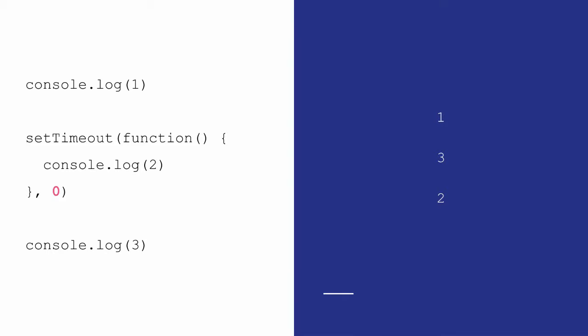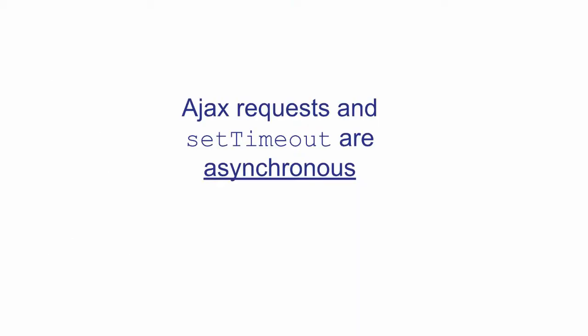So, not maybe the most obvious, but the point of all this was that Ajax requests and setTimeout are the main asynchronous things in JavaScript. They take time, so they get fired off and queued up in the background, and your script still executes. Once it's finished, the browser goes to what's in the queue and processes that.